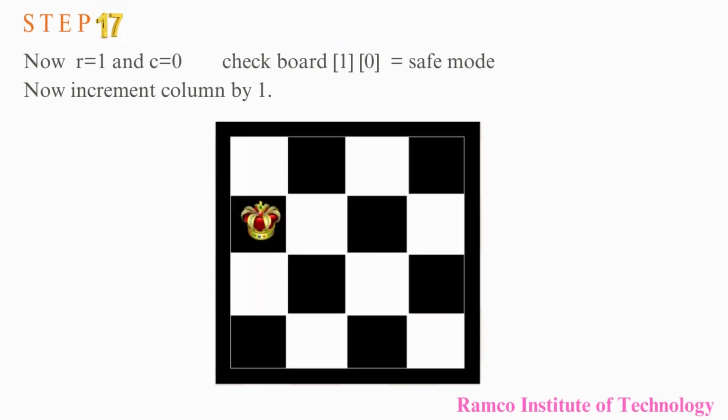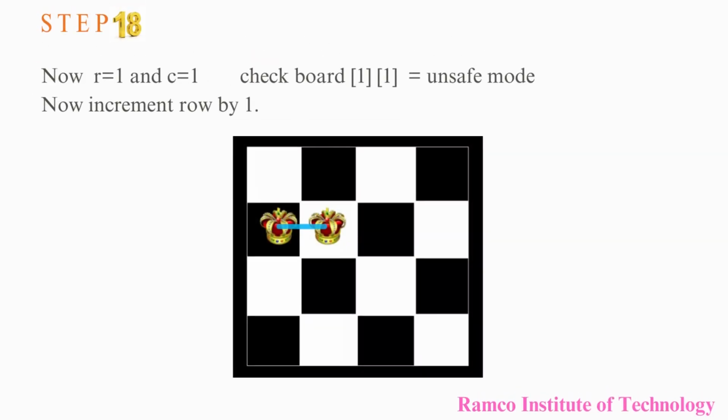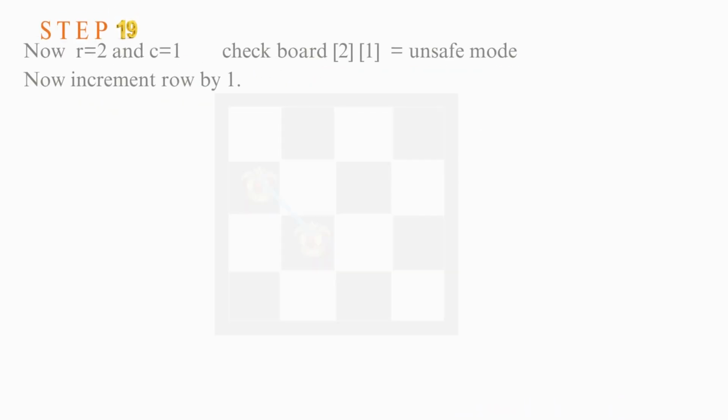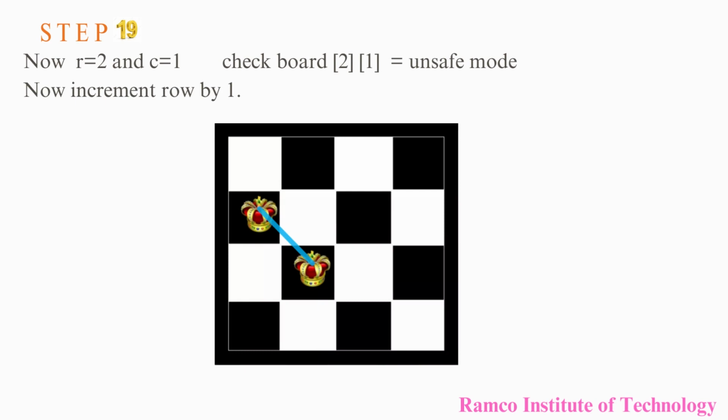In step 17, row value equal to 1 and C value equal to 0. Here we will start with initial position. It is in safe mode, so we will increment the column by 1. In step 18, row value and C value equal to 1. It is unsafe mode because 2 queens in the same row, so we will increment the row by 1. Here R value equal to 2 and C value equal to 1. So check the position 2 and 1. Here the 2 queens in the same diagonal. So we will increment the row by 1.